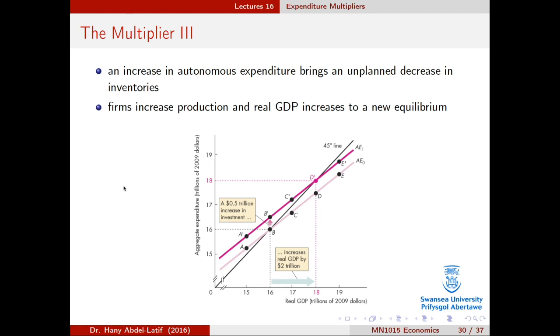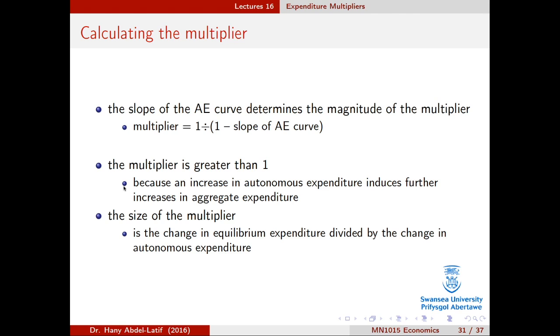That gives us the change in the real GDP, which is 2. It moves from 16, or it increased from 16 to 18. And here is how we calculate the multiplier. As you see, the idea is not to memorize or to learn the formula. The idea is to understand what the multiplier means. But again, you still need to know how to calculate it.